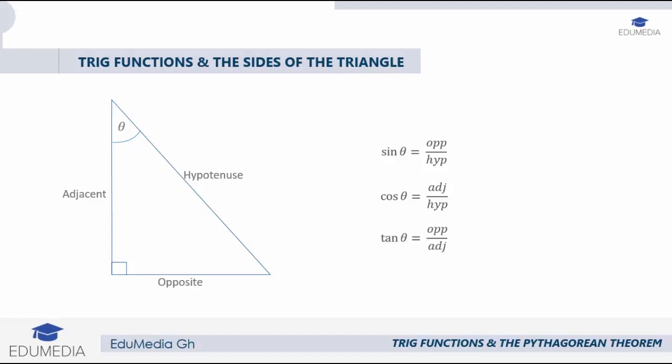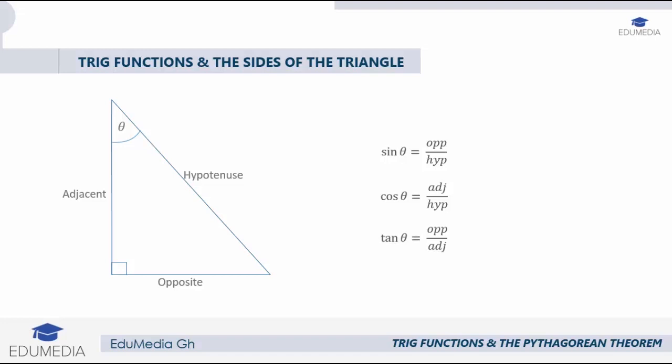We take the adjacent figure and divide it by the hypotenuse figure, and for tan theta we take the opposite figure and divide it by the adjacent figure. Now the rest of our conversation is going to be based on these functions. Everything that we're going to be doing from this point onwards is about how we can use these particular functions to solve problems. So for now, all we need to do is remember these functions.